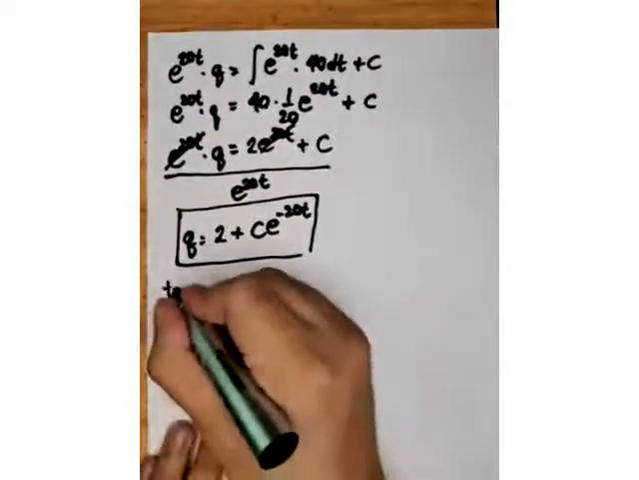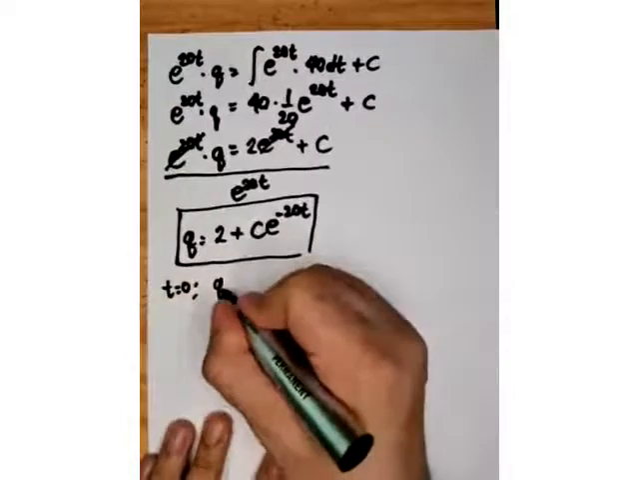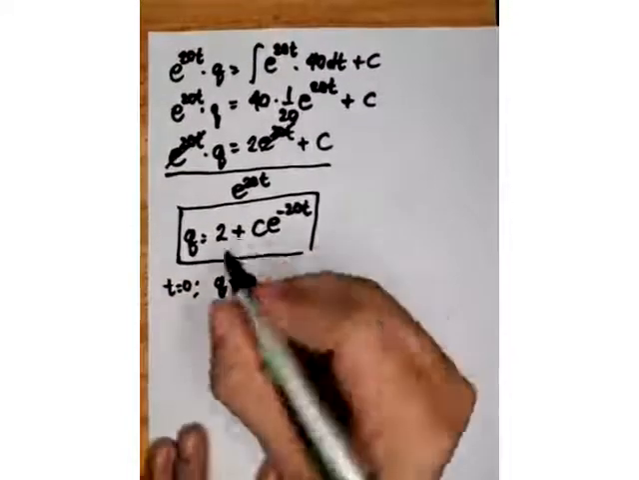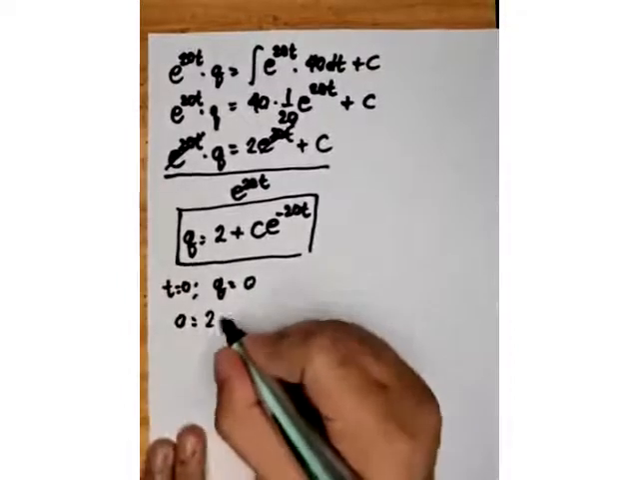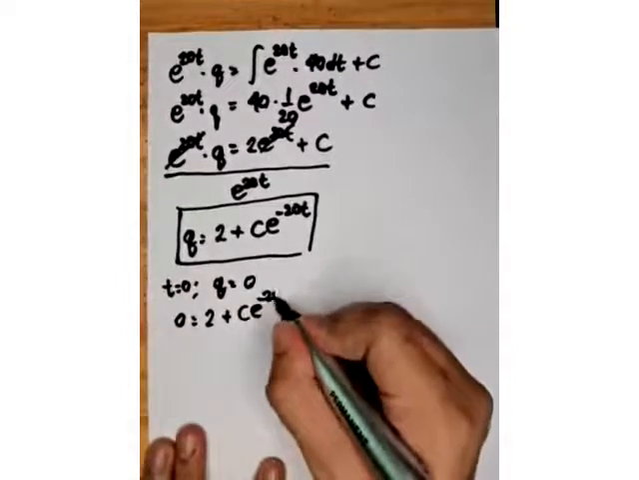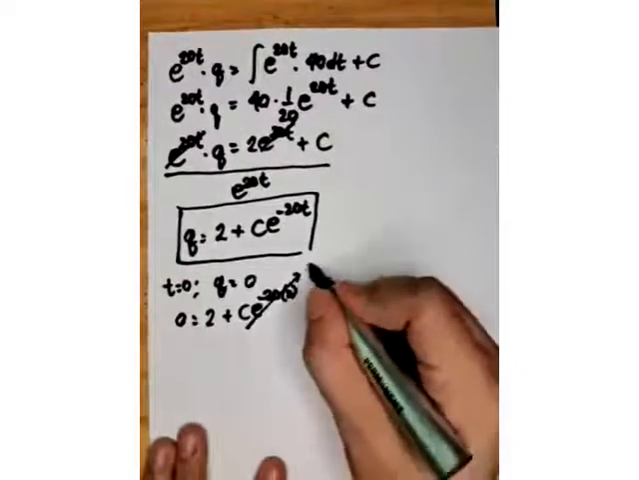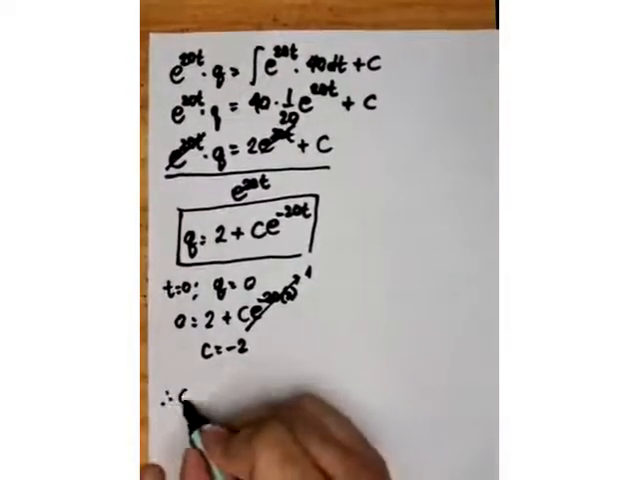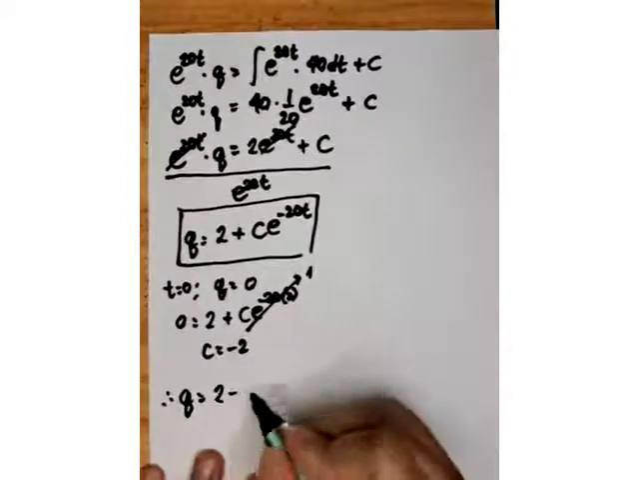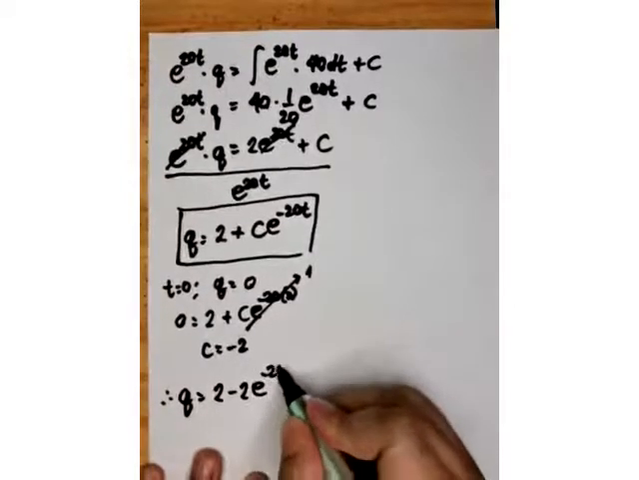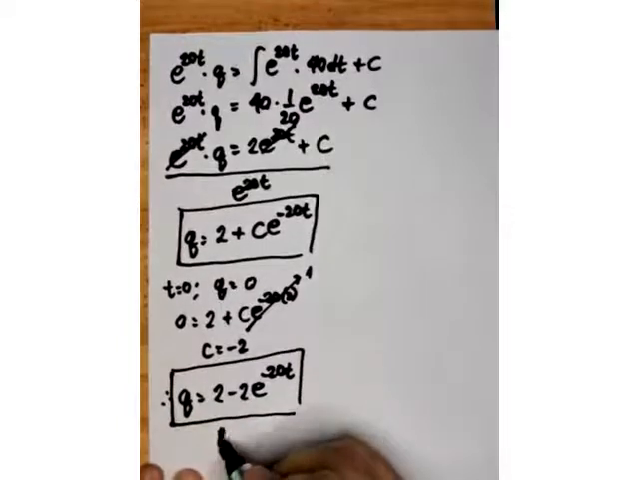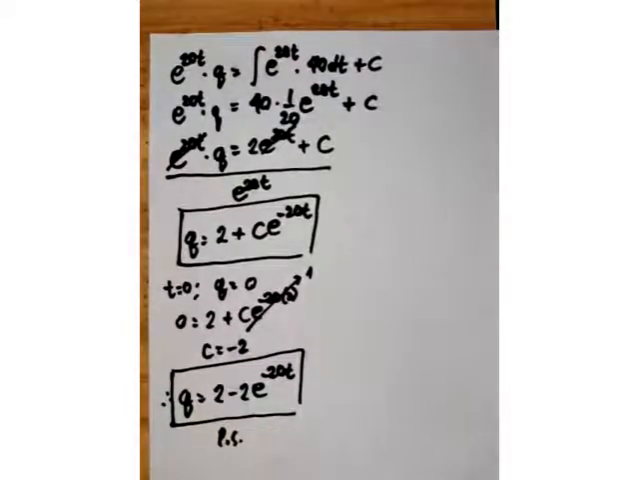So at the initial condition of t equal to 0, the initial charge is 0. So, therefore, 0 is equal to 2 plus Ce raised to negative 20 times 0. But this is still 1. So C is equal to negative 2. So, therefore, our charge is 2 minus 2e raised to negative 20t. So this is our particular solution. Okay, ano ba yung tinatanong?